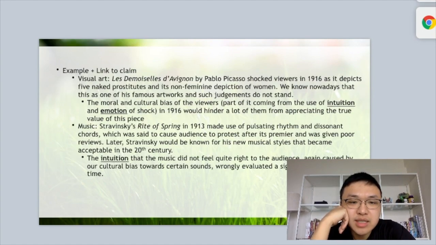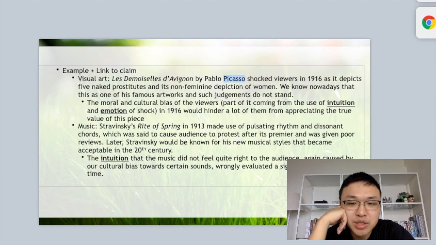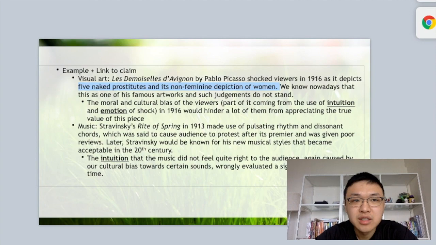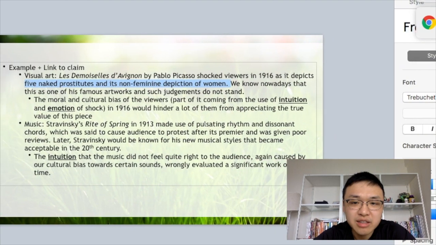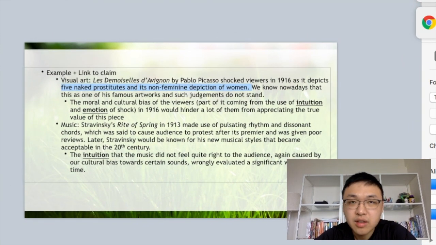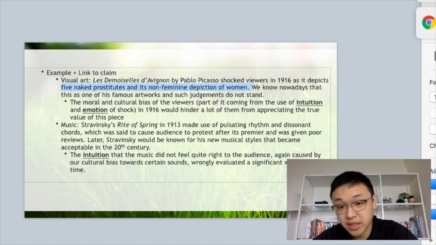Okay, so the first example is that there was this piece of artwork by Picasso. This is what our research team found, right? It shocked viewers in 1916, because it depicted 5 naked prostitutes and it depicted women in a non-feminist way. Because at that time, gender roles were very clearly defined, obviously, about 100 years ago. Nowadays, this piece of work is seen as one of his best pieces of art. But at the time, because people had their cultural and moral biases, a lot of viewers did not appreciate this piece of artwork because of these biases due to their culture and their moral judgment. So this is how bias can cause us to not appreciate a piece of art as much as it possibly should be, right?